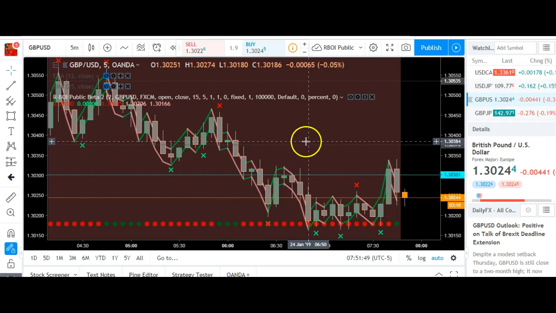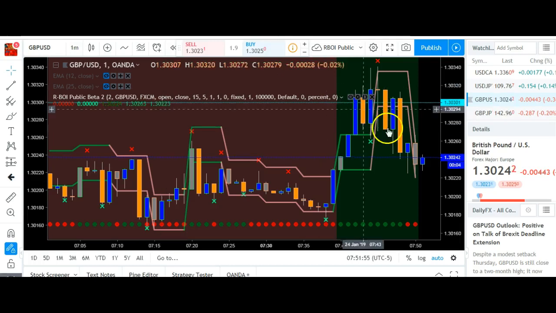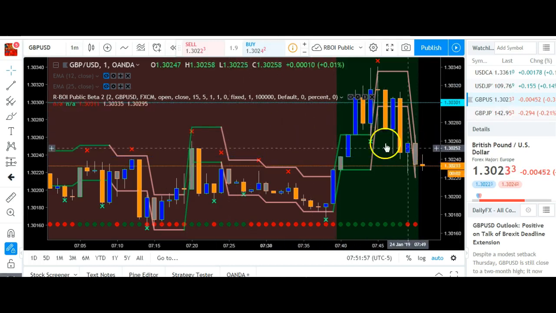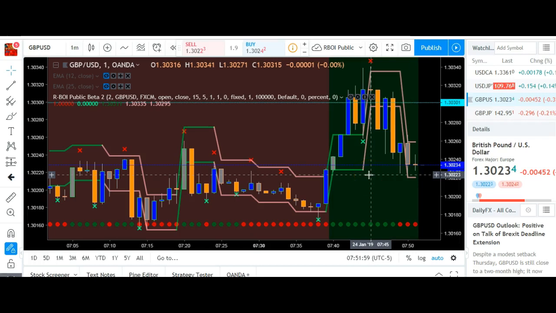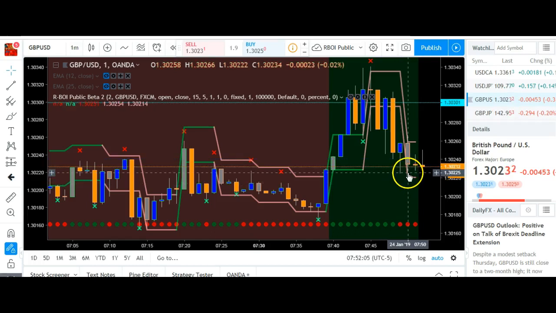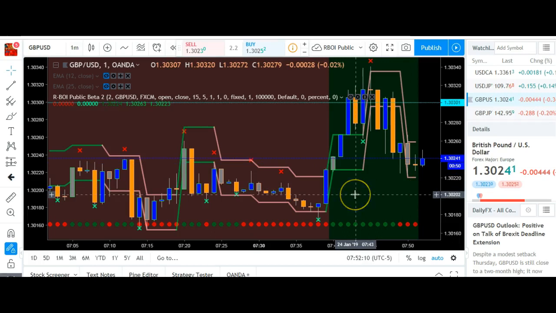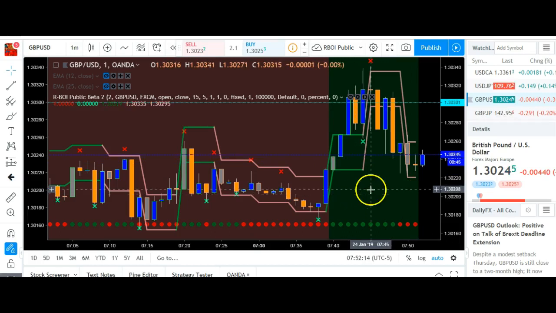So moving forward, let's look at the easiest way to use rboi. The one trade that I want to mark off, that I want to say, okay, this is a good trade and everyone should always look at this.